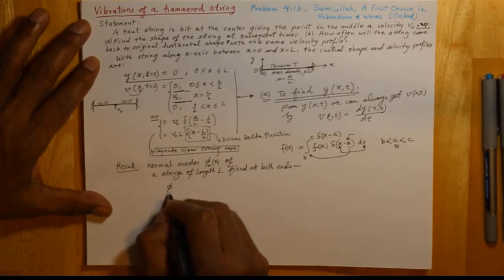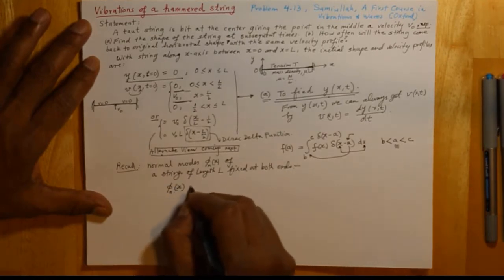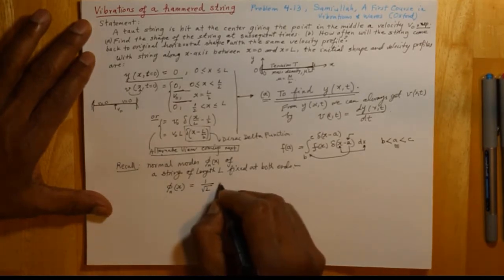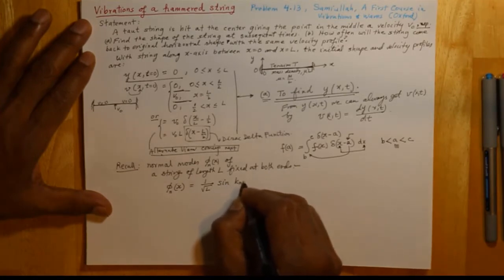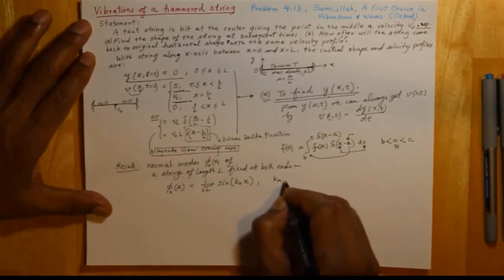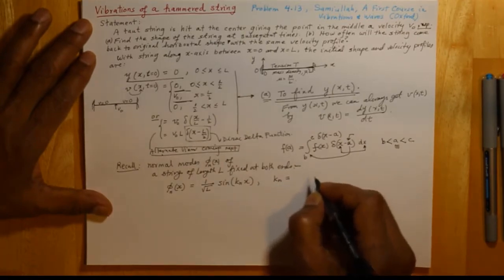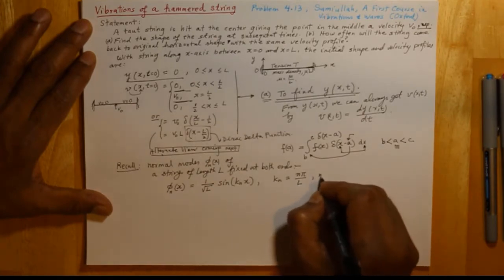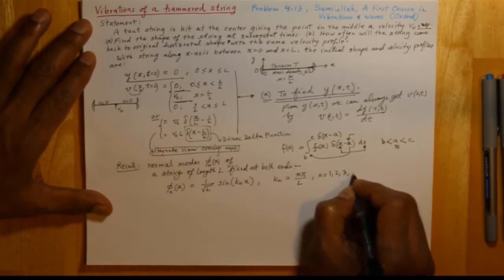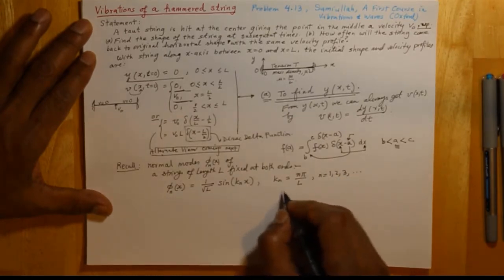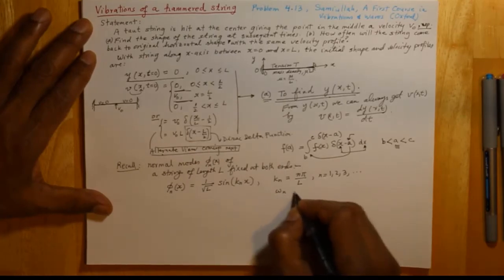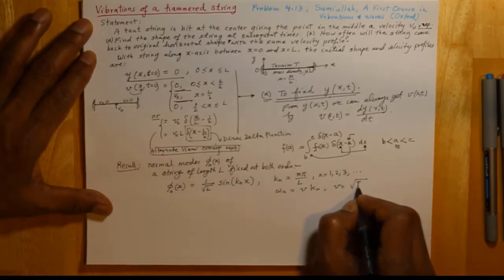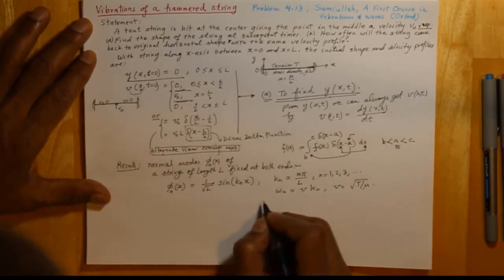Those are phi n of x, normalized, so this is 1 over square root of L times sine of kn x, and kn is n pi over L with n equals 1, 2, 3. And the frequencies that go with this are V times kn, and V is the square root of T over mu. So this we know.